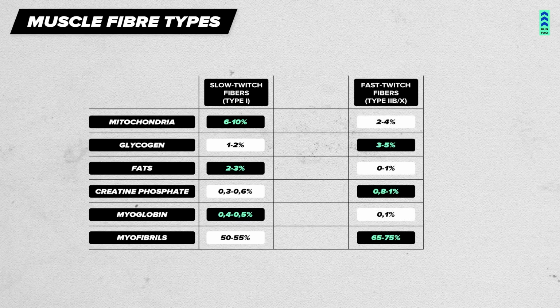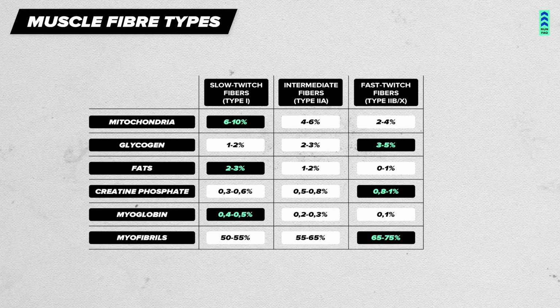Fast twitch fibers. These have abundant glycogen reserves and myofibrils. They provide quick, powerful movements but lack fatigue resistance. Intermediate fibers. These are a middle ground offering moderate endurance and power without excelling at either.